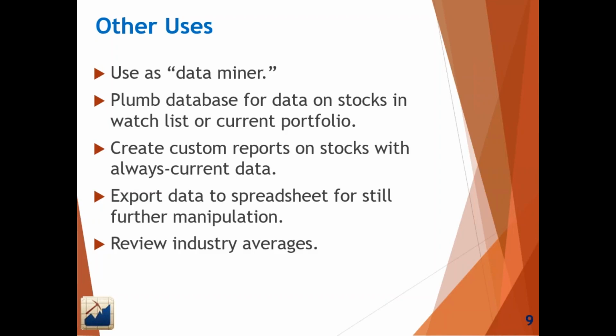You can also review industry averages as well as all of the companies in a particular industry or sector so that you can line them all up. You can identify industry trends. You can look at margins by all of the companies in a particular industry. So there are all sorts of additional ways that you can use the program other than the obvious answer, how do I find stocks that look good that will fit in my portfolio?